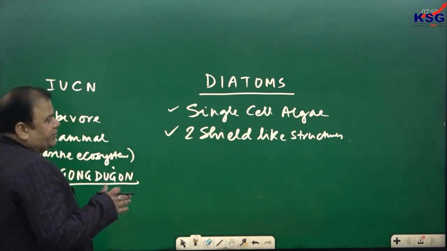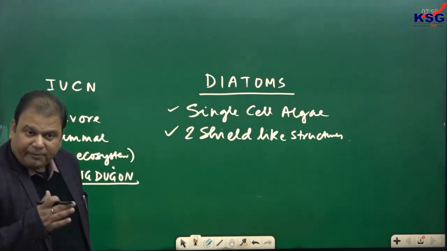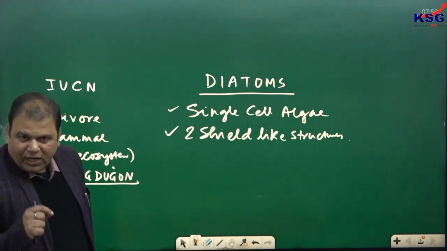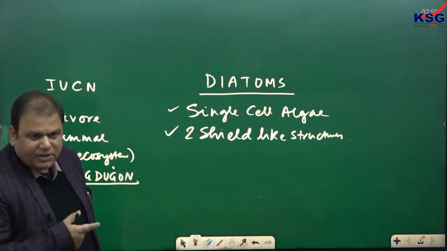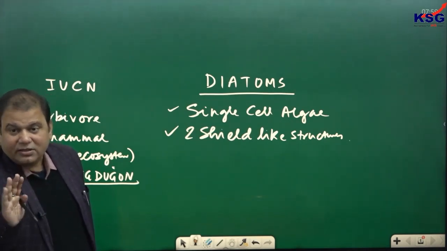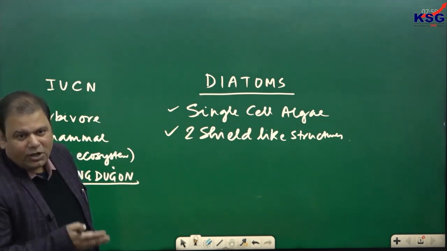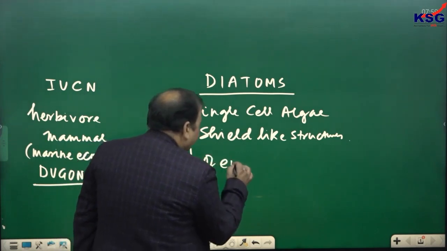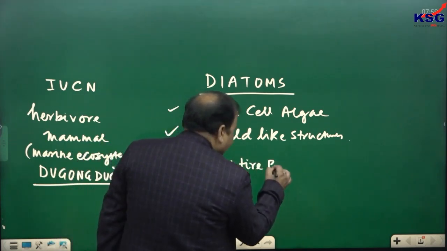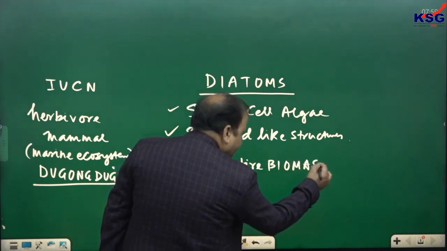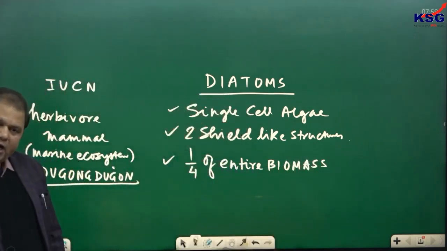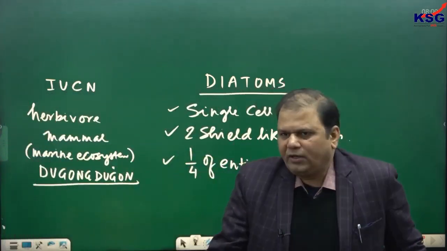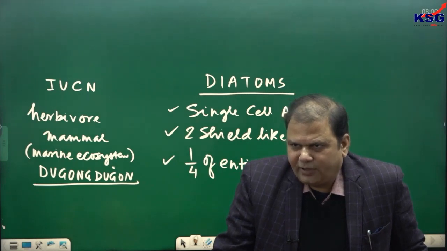And we can see that 1/4 of the entire biomass of Earth. Biomass means the dry organic weight. So 1/4 of the entire biomass of Earth is made up of diatom. The implication is very clear that they are present in abundance. Right on. Roughly about 1/4 of entire biomass is made up of diatoms only.